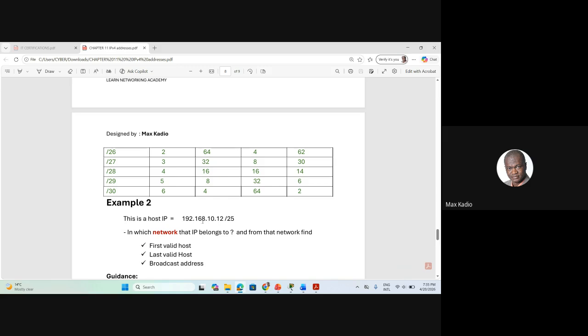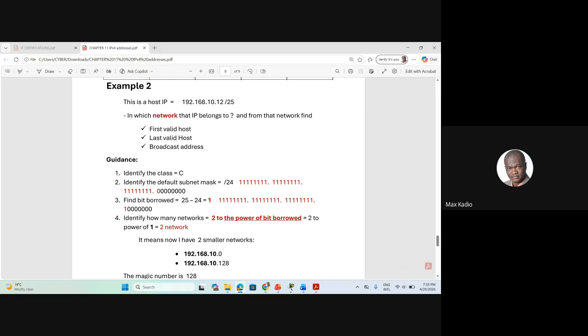Okay, so this is the answer. First things first, you must identify the class. Because it starts with 192, it falls in the range for class C. Number two, identify the default subnet mask for class C, slash 24. What's that? 8 plus 8 plus 8. Then find the bits borrowed. In the question we say slash 25, which means we added one extra. So we do 25 minus 24. We borrowed one extra.